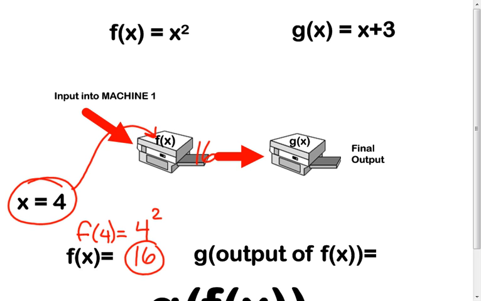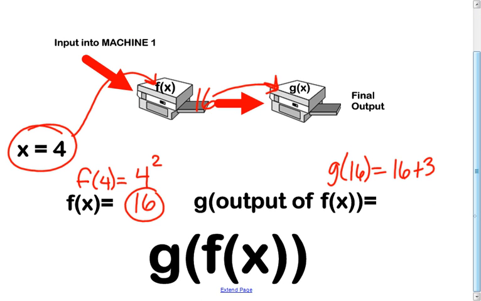That's my output. Then I'm going to take that and put it into the next machine. So now I'm going to put it into g's machine, okay? But in order to put it into g's machine, I have to use g's rules. And g's rules are to take x plus 3. So now I would go g of 16 equals 16 plus 3, okay? And 16 plus 3, I would get 19. Okay, and that is my final output.